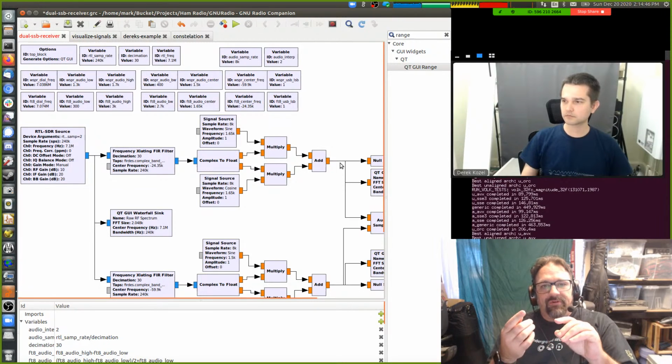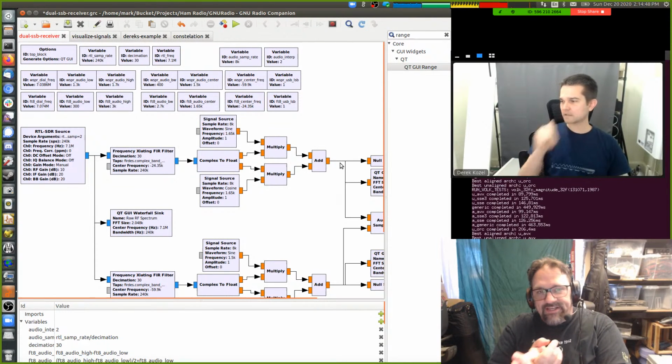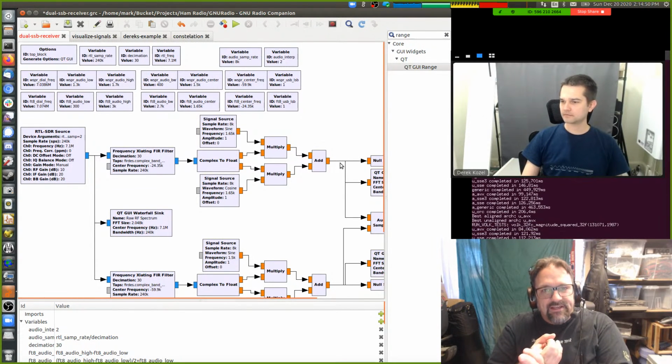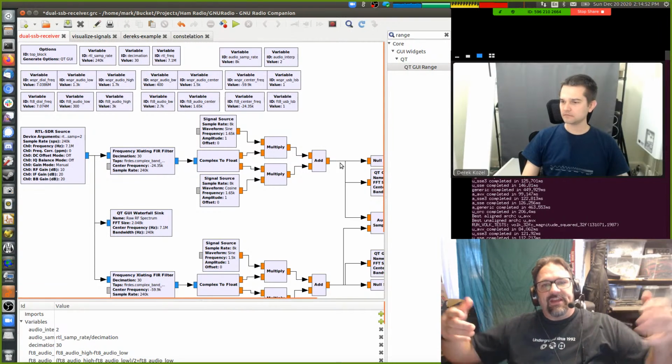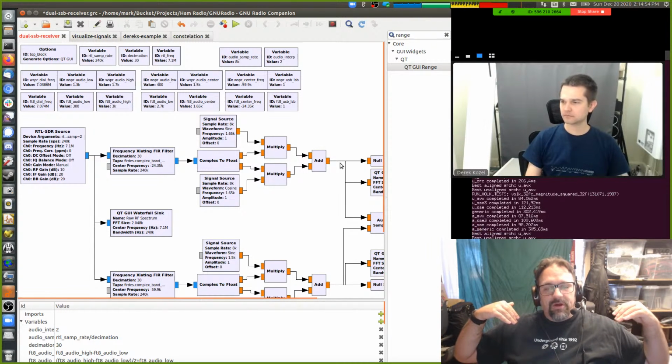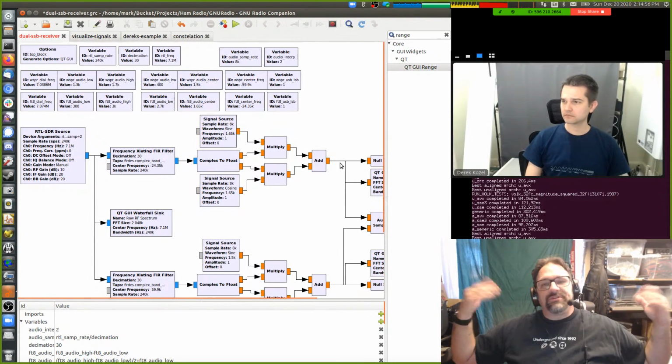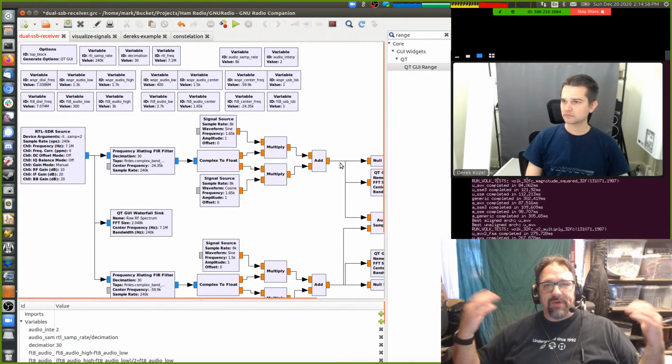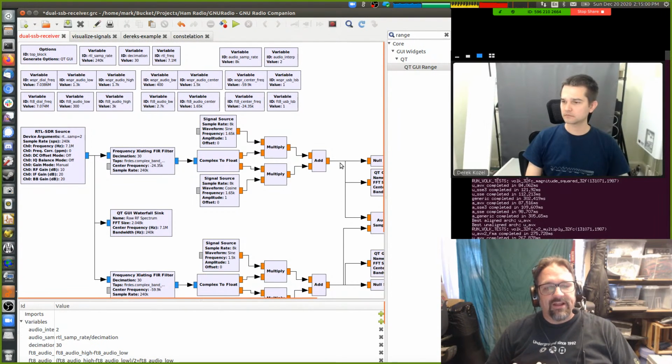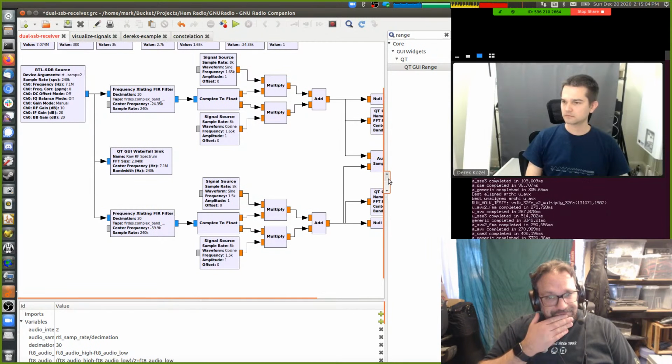For example, WSJT-X configured for FT8, so that I can be sitting there receiving FT8 all the time from an RTL dongle and just use it for spotting, right? I want to be able to spot people who are calling CQ on FT8. Similarly, for Whisper, I want to be able to receive the Whisper signals that come in.